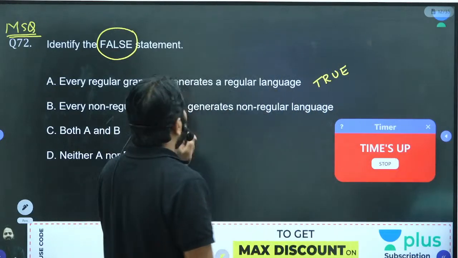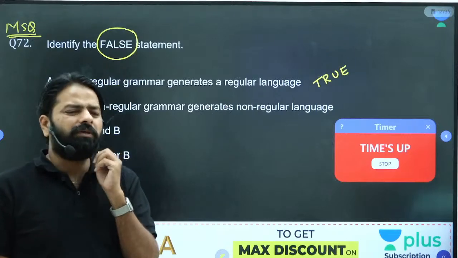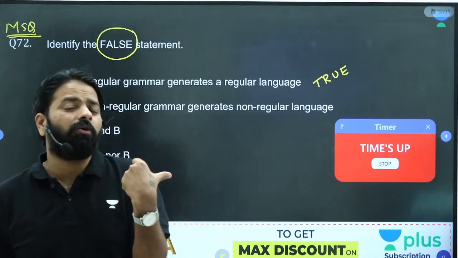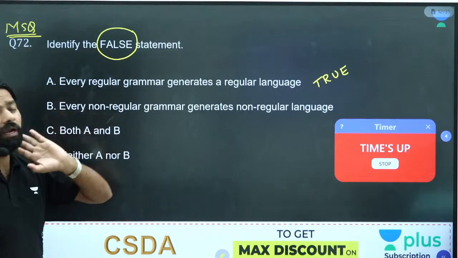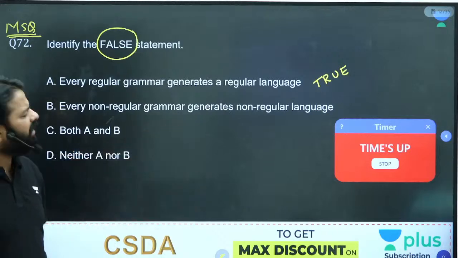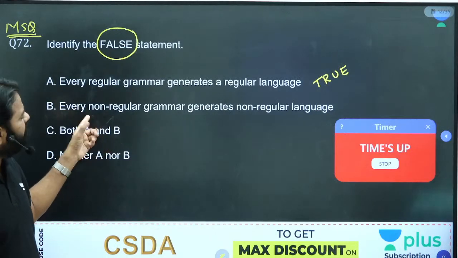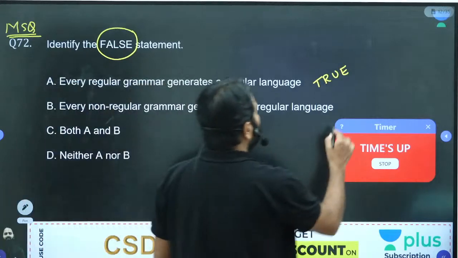Every non-regular grammar generates a non-regular language. A non-regular grammar could be something like a CFG that does not look like a regular grammar, or context sensitive or unrestricted, but it should not look like a regular grammar. Some non-regular grammars can generate even a regular language. Is this false or not?